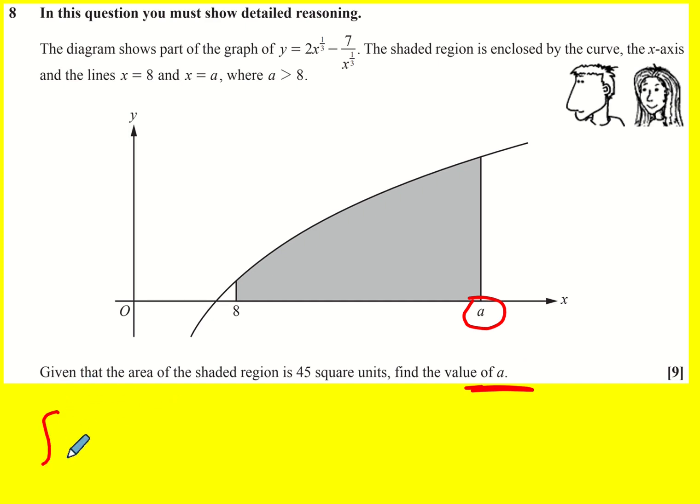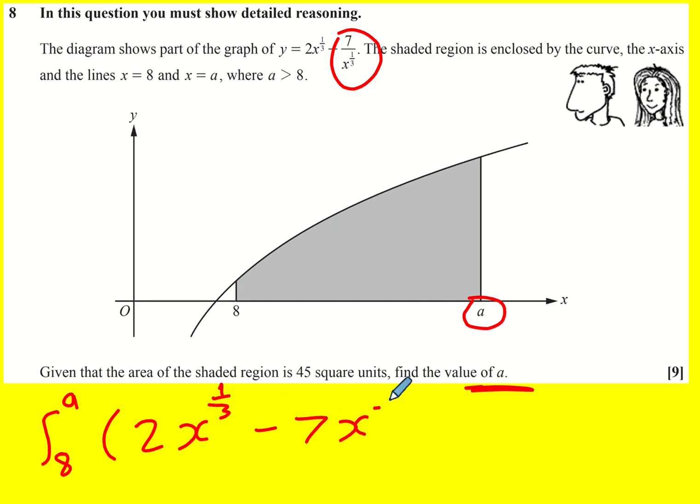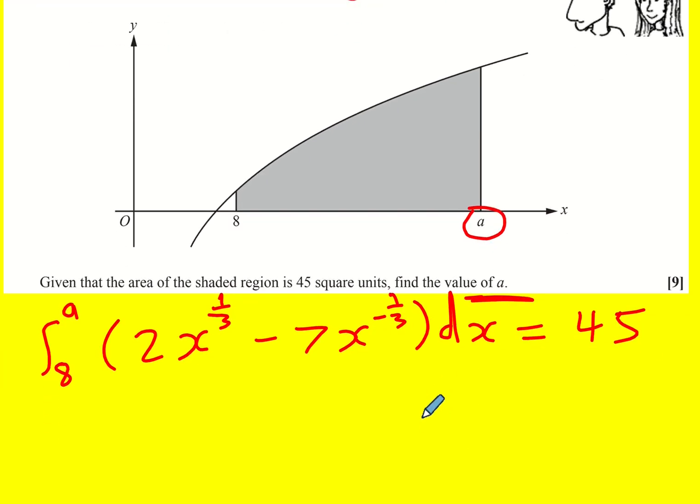I know I'm integrating between 8 and a, and I am integrating 2x to the third minus, now I need to write this in just normal power form, so minus 7x to the minus a third with respect to x, and that is equal to 45. So I've set up an equation. It doesn't look particularly nice even from the start, and now I'm going to need to solve it.